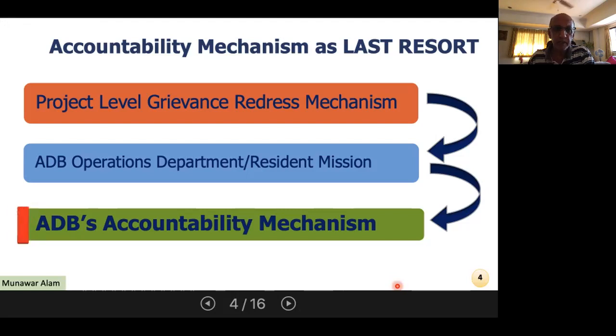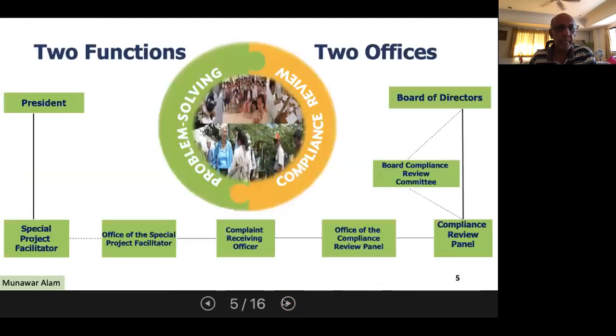But before they can approach ADB's accountability mechanism, it is mandatory that they should have approached ADB's operations department and made a good faith effort, as it is called, with the operations department in trying to resolve the complaint. And if still not satisfied, then they can definitely come over to ADB's accountability mechanism. Now, ADB's accountability mechanism has two functions. One function is called the problem solving function, the other is a compliance review. Both these offices are headquartered here in ADB Manila. The problem solving and the compliance review, each office has very few staff. There are just two international staff and two national staff within each office.